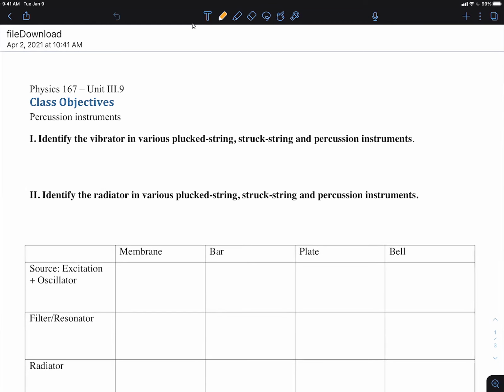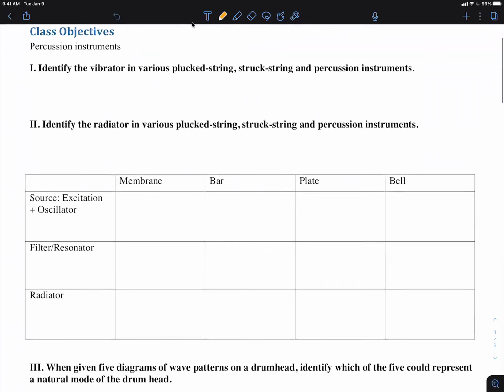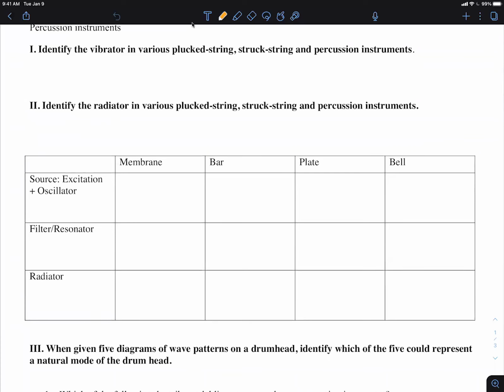Going to go ahead and talk through the Unit 3.9 handout, so we can try to be clear on these different topics. The first items on your review sheet are identifying the vibrator and the radiator for different kinds of instruments. Here for percussion, we actually have 4 different families that have different kinds of oscillators, filters, and radiators.